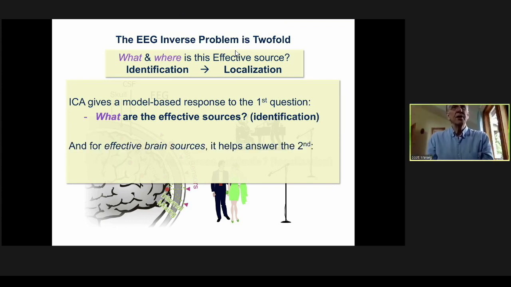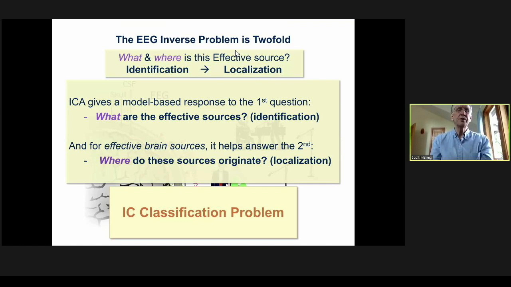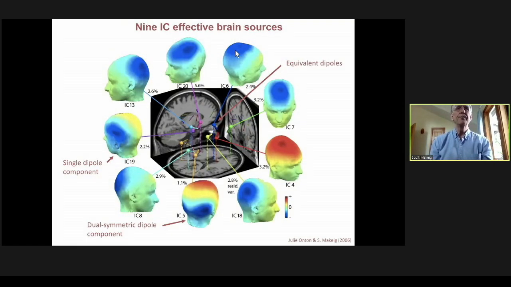For brain sources, it also then helps to answer the second question: where do these sources originate? Because you have the scalp map that represents the projection of the source. So it helps, but ICA leaves you with an IC classification problem: which independent component process comes from the brain, which comes from eye activity, which comes from muscles, which comes from line noise, which comes from heart, and so on.